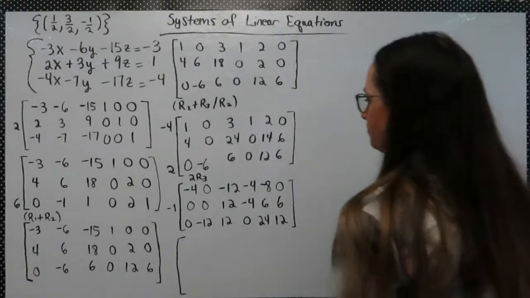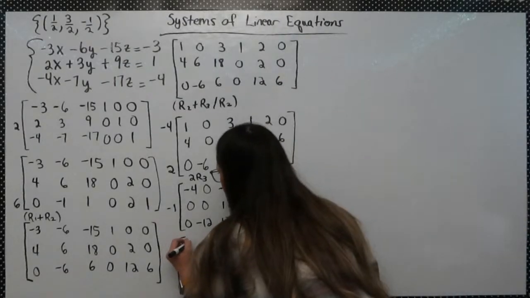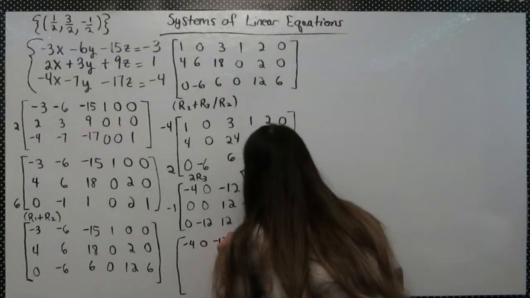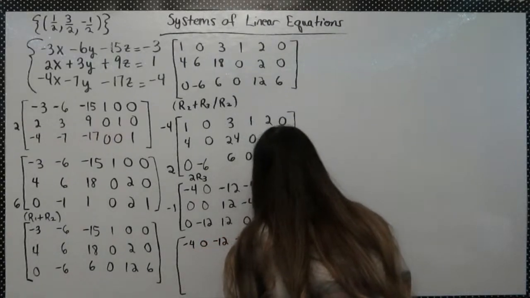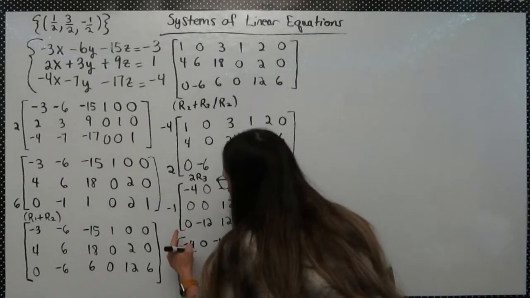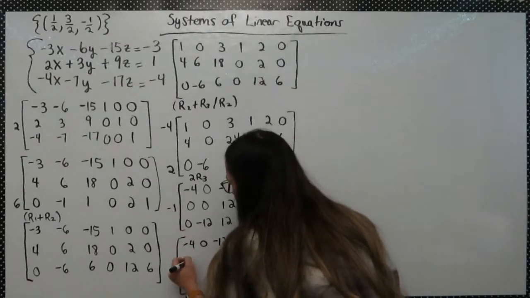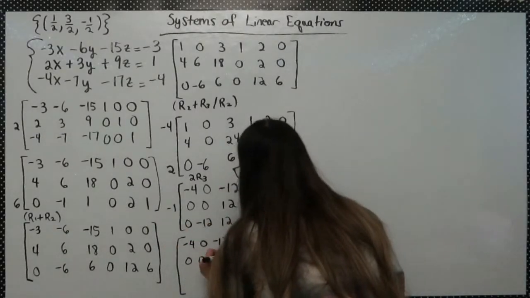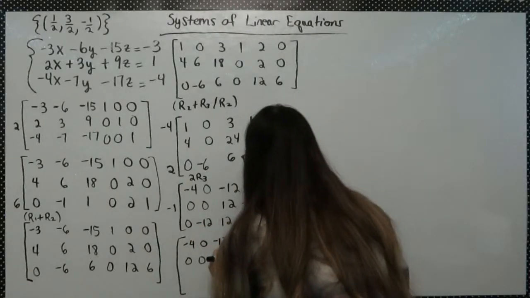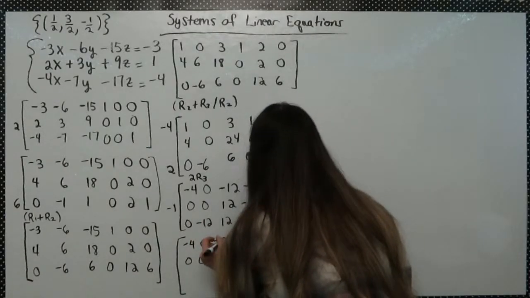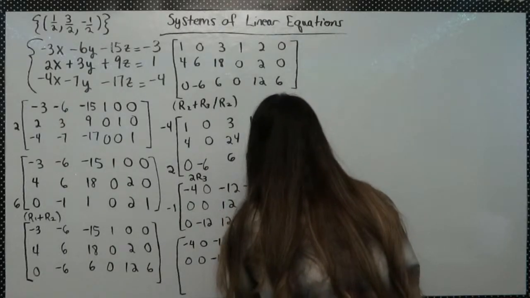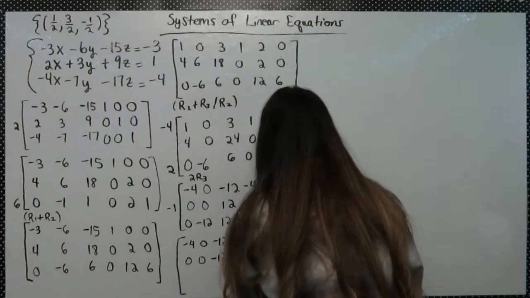Okay. 4, 0, negative 12, negative 4, negative 8, 0. Negative 1 times 0 is just 0. Negative 1 times 12 is negative 12. We've got positive 4. That's going to be a negative 6, negative 6.